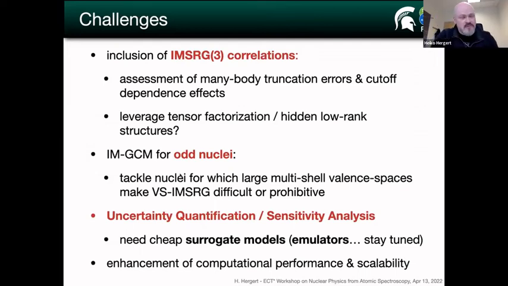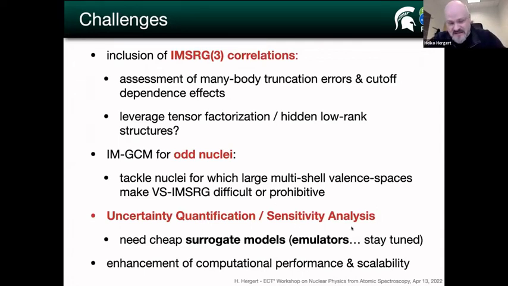With angular momentum projection and particle number projection, extending that for odd nuclei will be an important thing to do, but it's also challenging and will make the calculations even more expensive than they are right now. But it will be necessary to tackle nuclei for which valence space IMSRG would become difficult or prohibitively expensive if you have to go to multi-shell valence spaces, which is going to be a very realistic occurrence if you go to the exotic neutron-rich domain that FRIB is going to open for us.